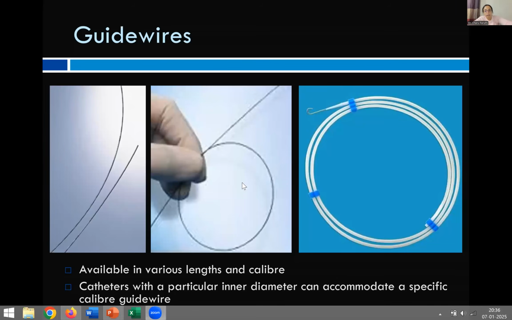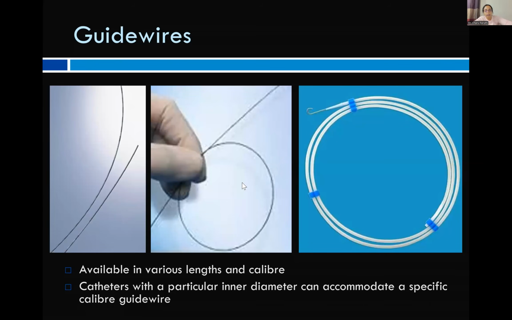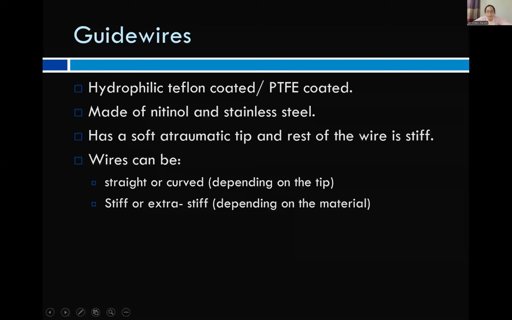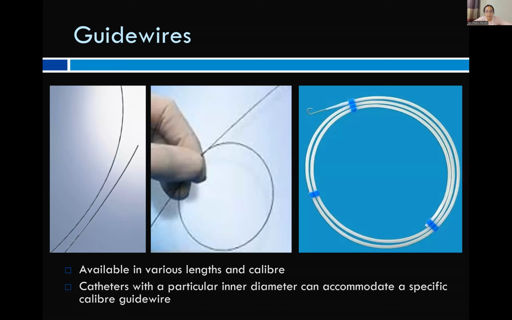Guide wires come in different lengths and in different calibers. So we have to know the length of the guide wire as well as the diameter of the guide wires. The diameters of these guide wires are usually in inches and they can go into corresponding catheters.